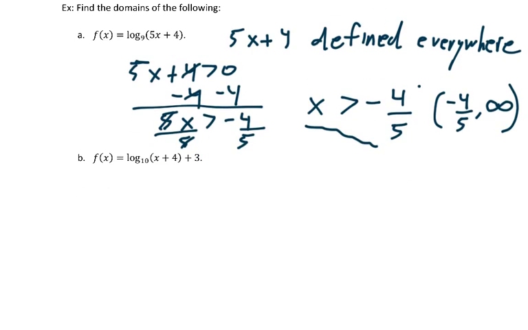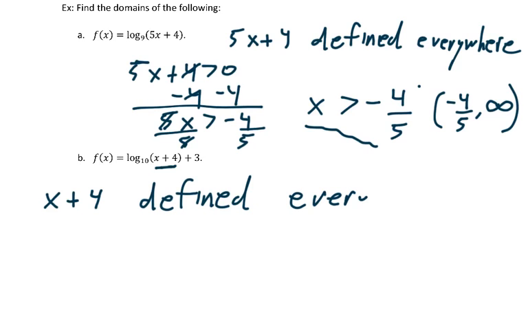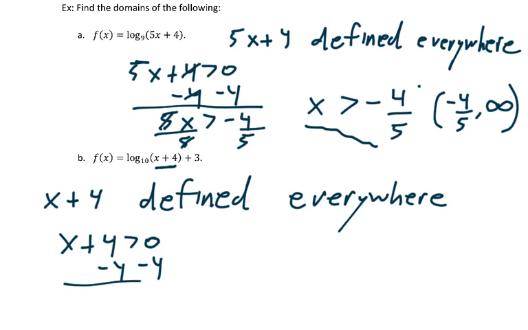Here's another one. Yes, we do have a plus 3 here, but really all we care about is the x plus 4. Well, again, x plus 4 is actually a polynomial of degree 1, so this is defined everywhere. So we want to know then, when is x plus 4 greater than 0? Well, just like above, we're going to solve this inequality. We subtract 4. We get x is greater than minus 4. So in this case, the domain is minus 4 to infinity.